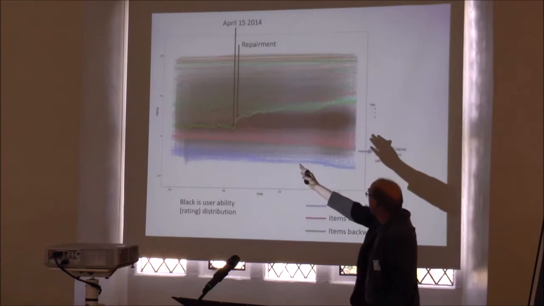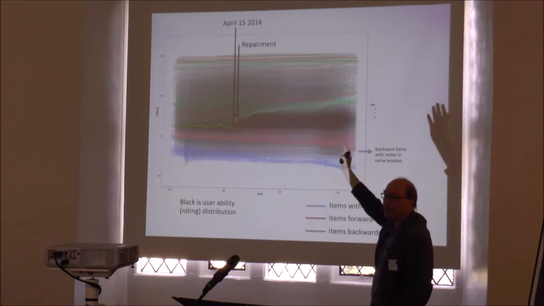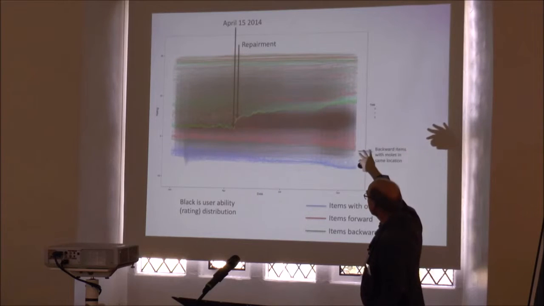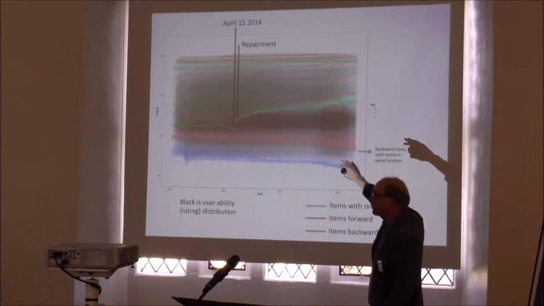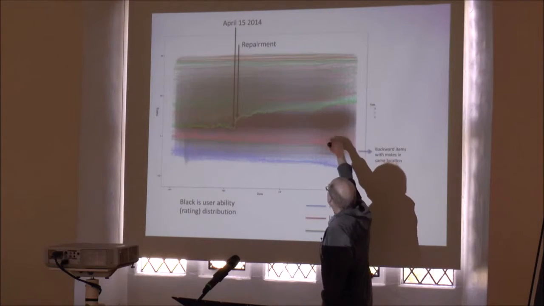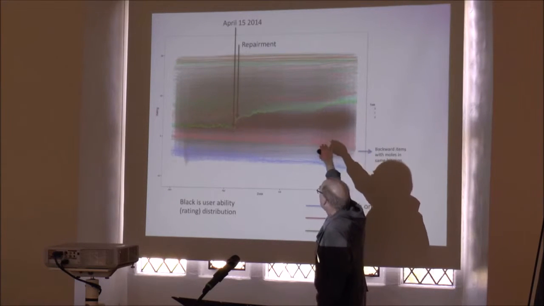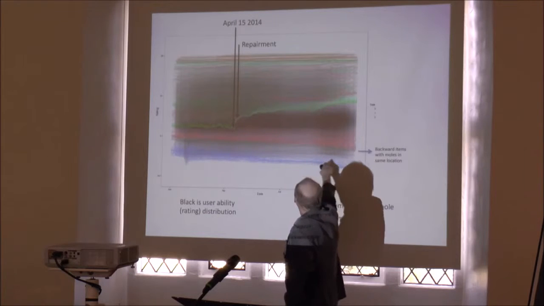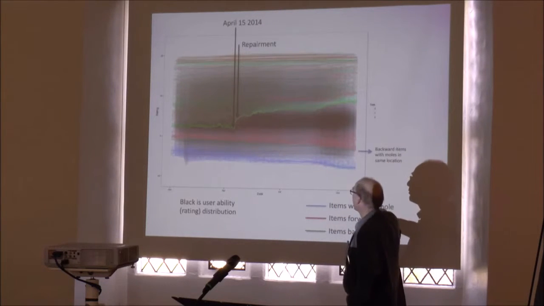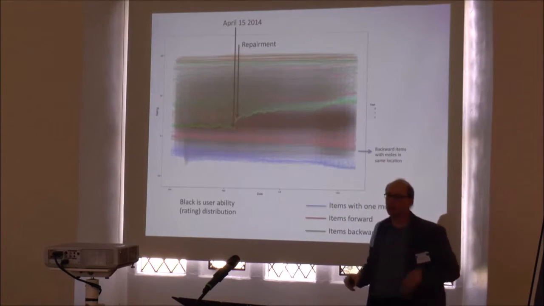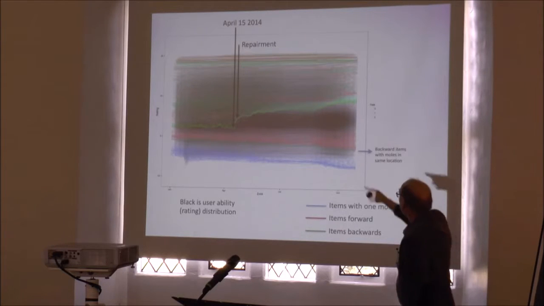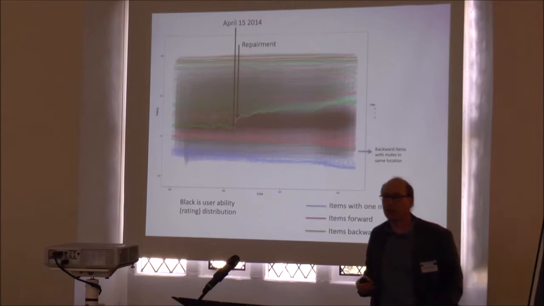So this is the rating development of people and items. The colors are items, and the black are the persons. So there are a lot of persons. Most of the children are here in the black area, and these are just items. These are very easy items because they just have one mole. So these are the easiest items. You see how stable they are. The red ones are the forward items, and the green ones are the backward items.